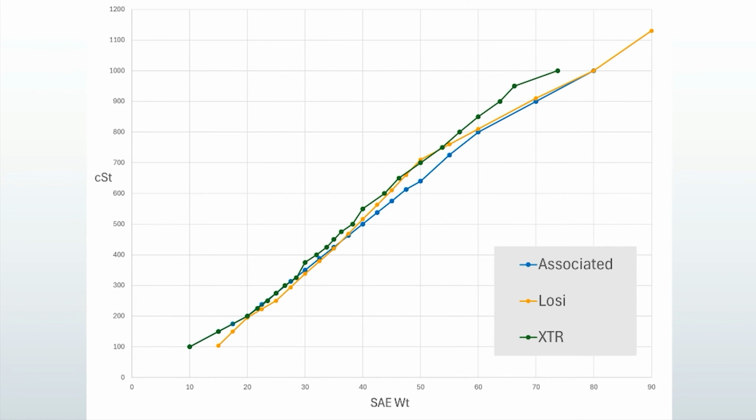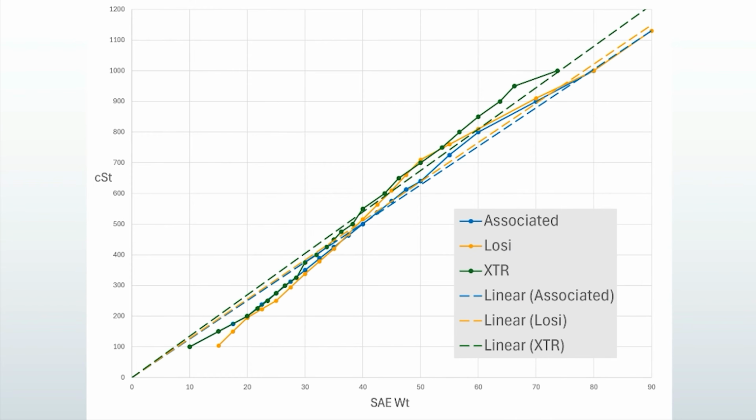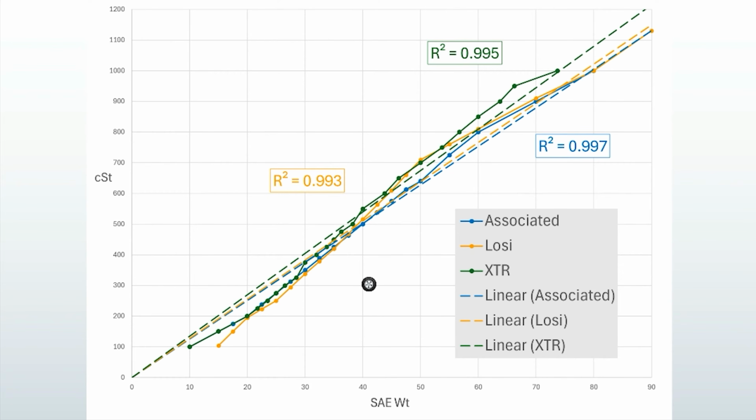Now let's look at data from 3 different brands. They are kind of all over the place. We'll add trend lines and compare. First, let's look at the slope. 12.8, 12.6, 13.5. Those are fairly similar. Let's take a look at the quality of the trend line. They are all over 0.99, which means that these linear trend lines are all excellent approximations of the data.